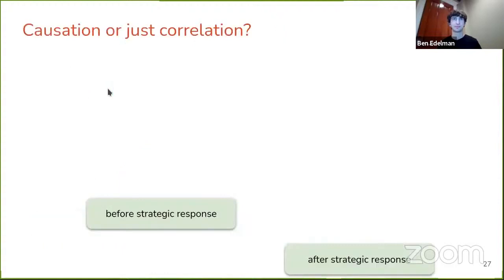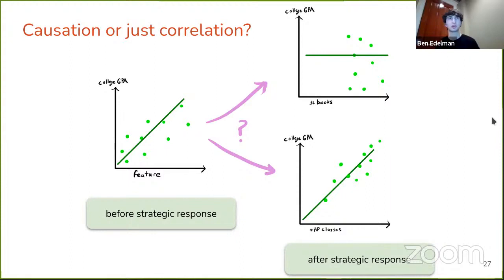Another way of framing this is as a question of causation versus correlation. On the left here, we have a graph. On the x-axis is some feature that the college is using to predict GPA, and the y-axis is the eventual resulting GPA of the student. Maybe the college looks at some historical data and fits a line to it, and decides, okay, now we're going to use this feature to predict GPAs. And this is before any strategic response to the college's model. Now suppose the college publishes this model and announces they're going to use this feature.